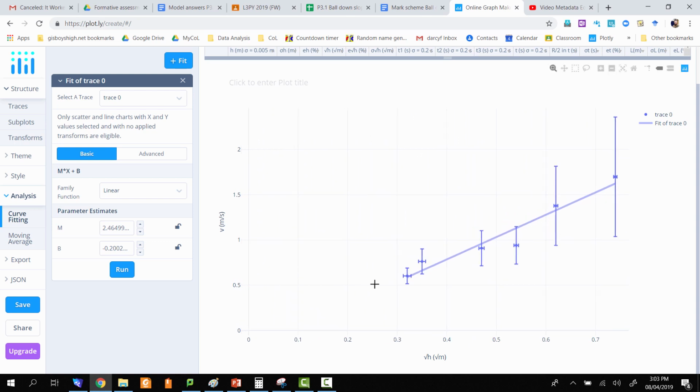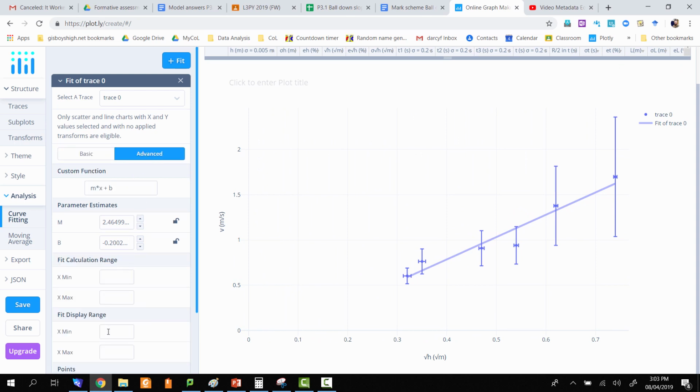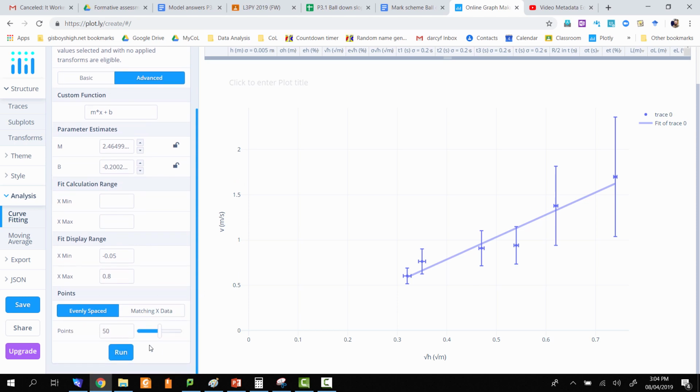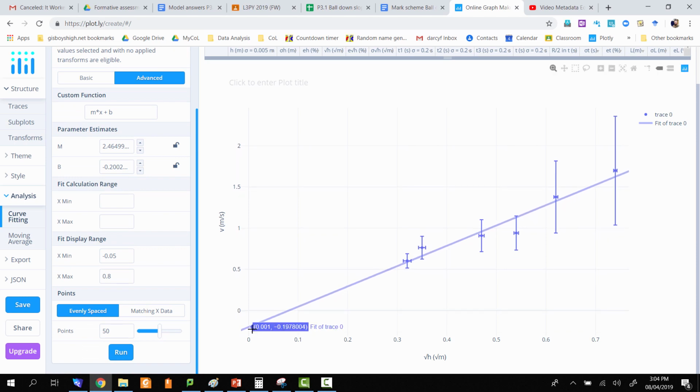Okay, first thing I want to do is take that y-intercept back to the origin. So advanced. Let's have our minimum go to negative 0.05 on the x-axis, and the biggest one can be 0.8. That's good to me. And run it again. There we go. Scroll that up, and you can see there's my y-intercept right there. That's not expected. We wouldn't expect a y-intercept, but that's what the uncertainties are for.